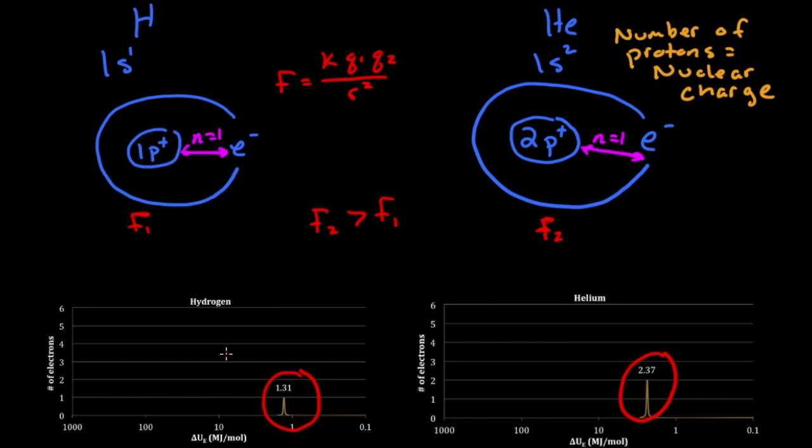So if you're given two graphs like this, where you didn't know this was hydrogen and this was helium, you need to be able to determine that this one is going to be hydrogen because it has the smaller nuclear charge than this one over here.